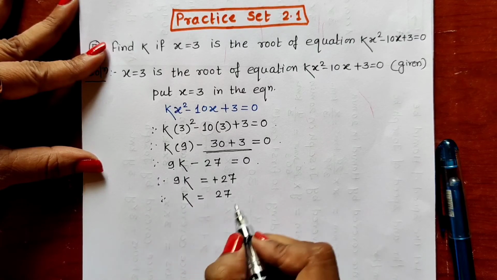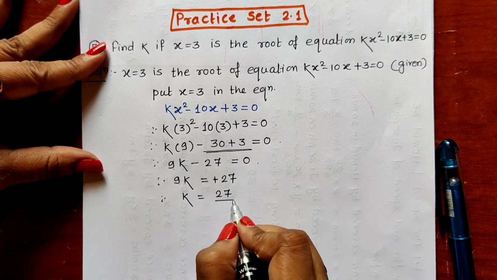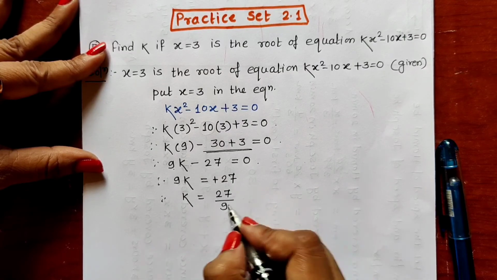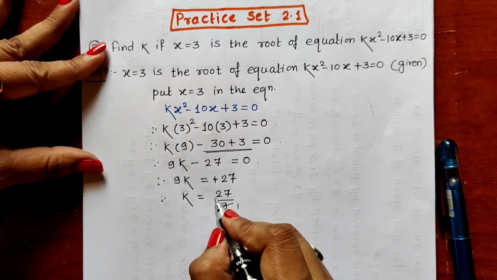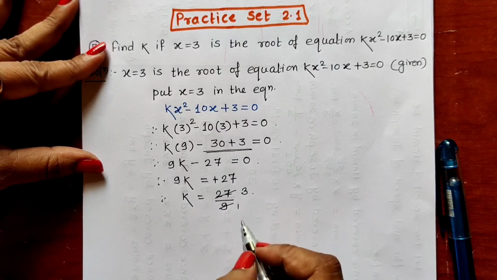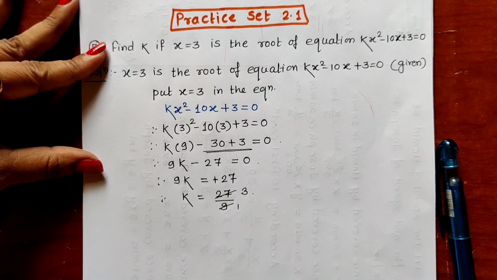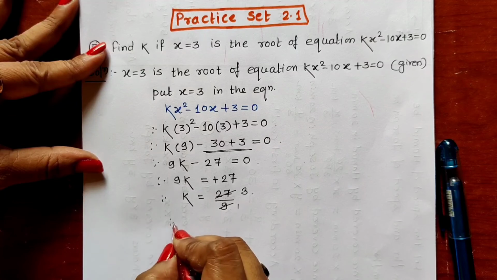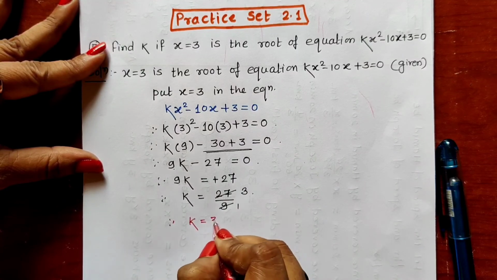Now, therefore, k is equal to this 27 as it is. This 9 we will have to transfer. Here it is multiply by, when we transfer, it becomes divide by. So 9 ones are 9, 9 threes are 27. 3 upon 1 means 3. And therefore, k value we have got 3. Therefore, k is equal to 3.